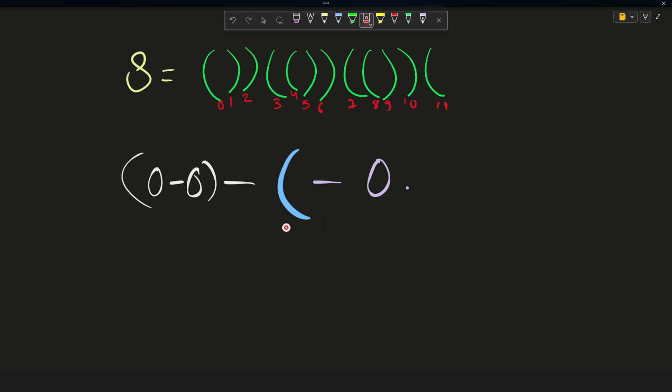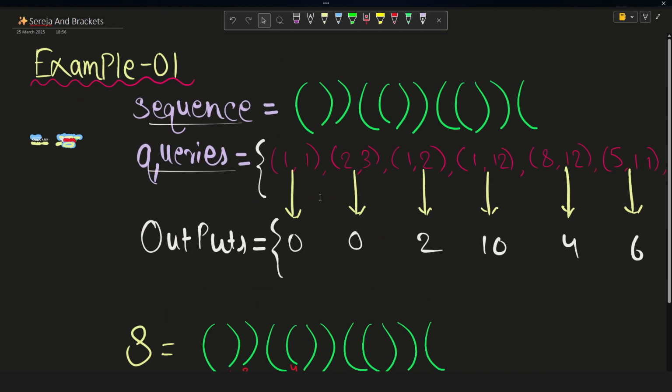And since this will remain as it is, we did not get any pair of brackets which matched with themselves, that is the opening one with the closing one. So that's why it will be 0 for this, and that's why in the output also it is written 0 here. Let us now move to the next query.